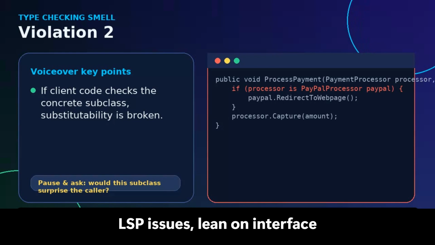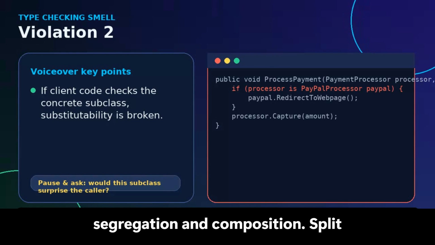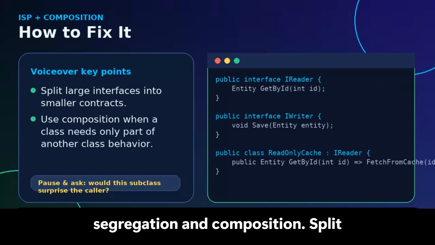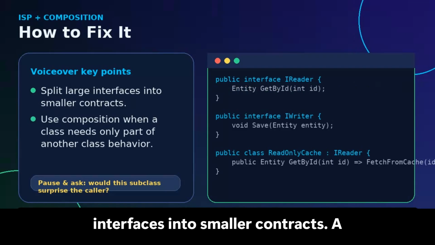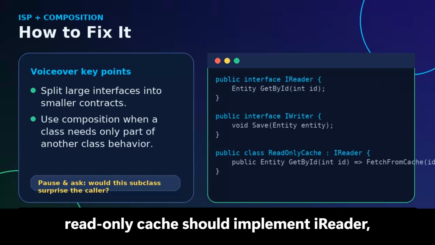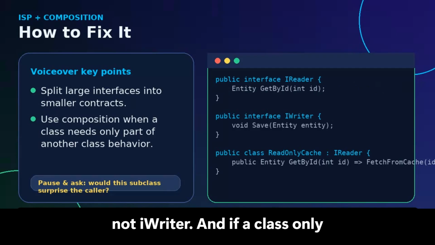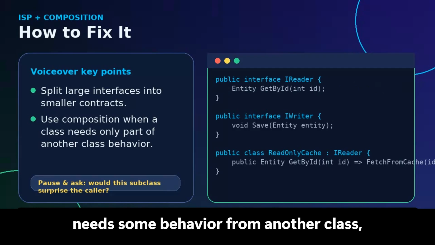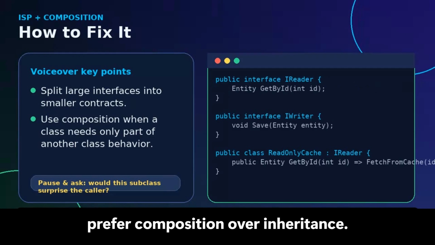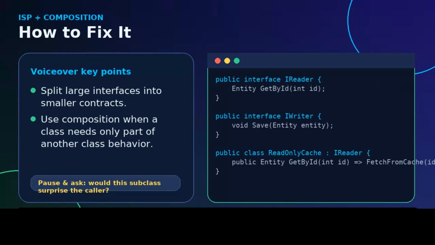To fix LSP issues, lean on interface segregation and composition. Split interfaces into smaller contracts. A read-only cache should implement IReader, not IWriter. And if a class only needs some behavior from another class, prefer composition over inheritance.